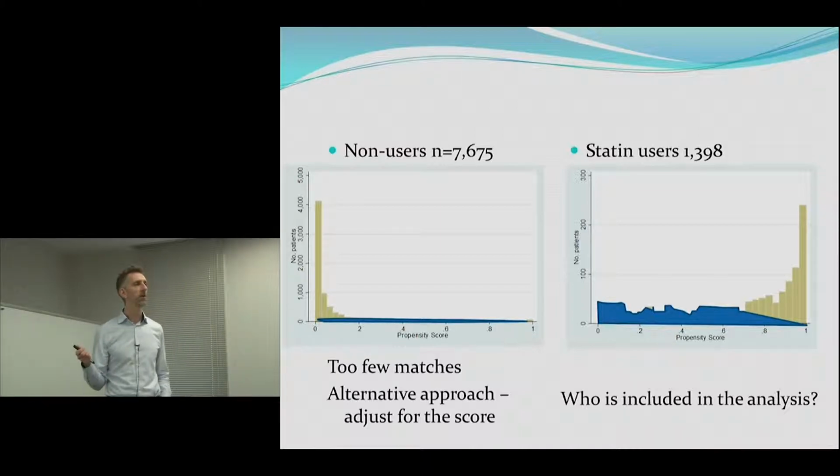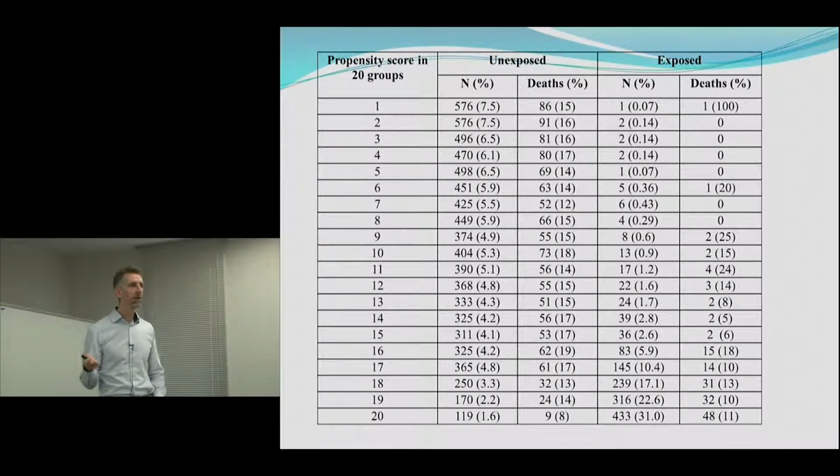But who did we include in the analysis? Here's a really busy table, and it shows you the breakdown of the data into 20 groups of the propensity score. So 1 is the people with the lowest score, 20 is the people with the highest scores. So this is our sickest group and our healthiest group according to the data we've got. Here you've got the unexposed group, the number in each category and the number of people who died in each category. And then the same for the exposed group.